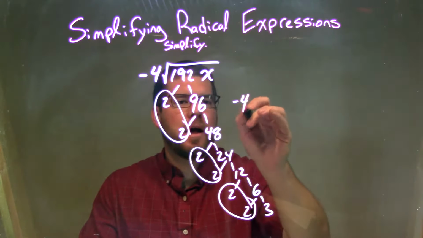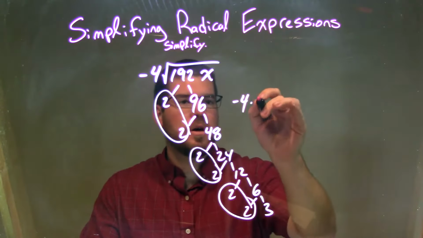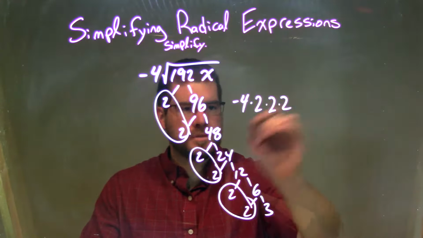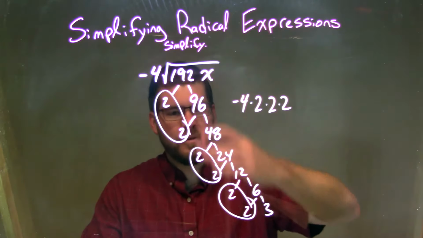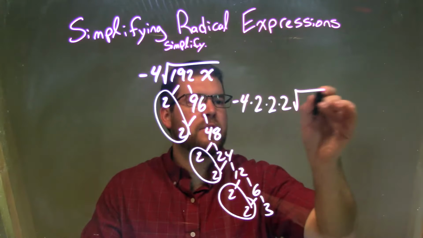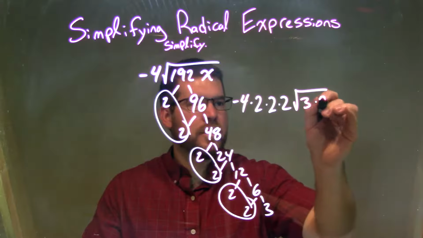So with -4 on the outside times each one of our pairs. I have 3 pairs of 2's, so we have 2 times 2 times 2, just 3 of them. All right, remember the singles represent the pairs. Singles on the outside of the square root represent the pairs on the inside of the square root. Times the square root of the singles that were left inside the square root, which is a 3 times an x, 3 times an x.